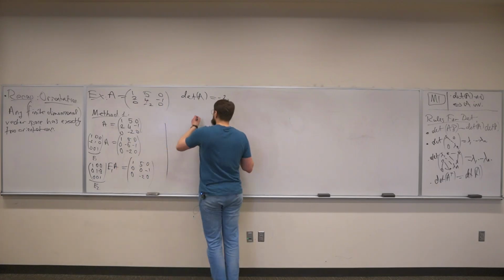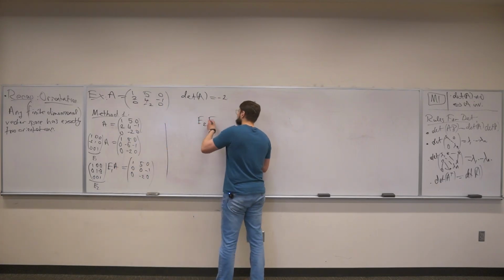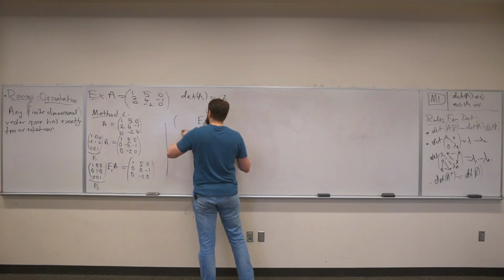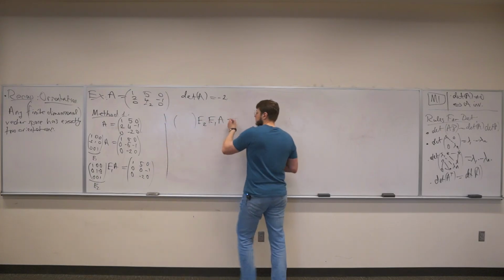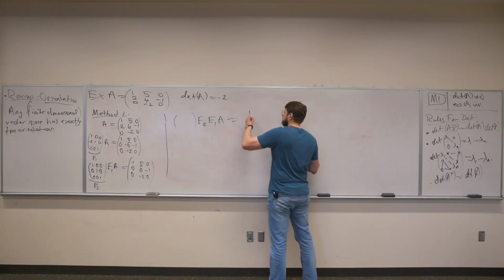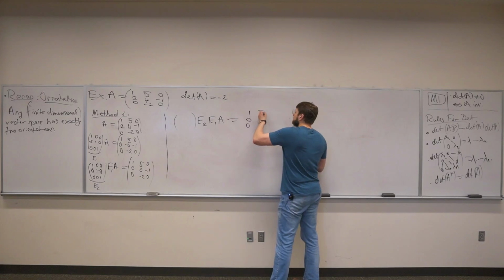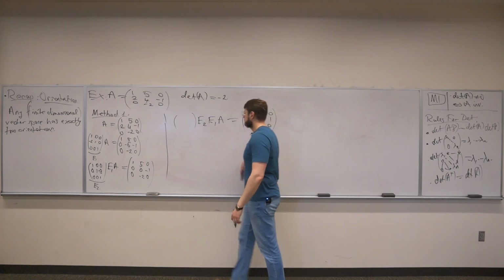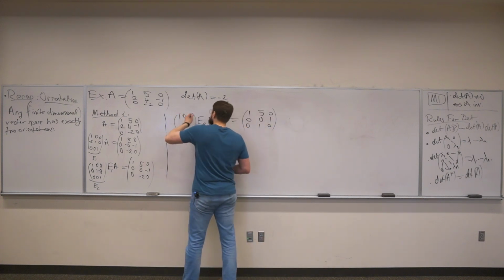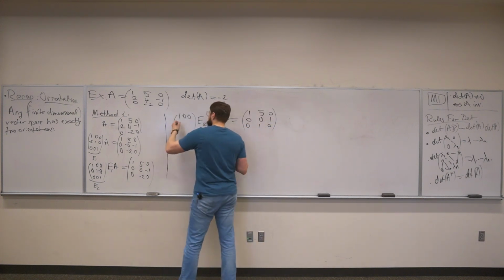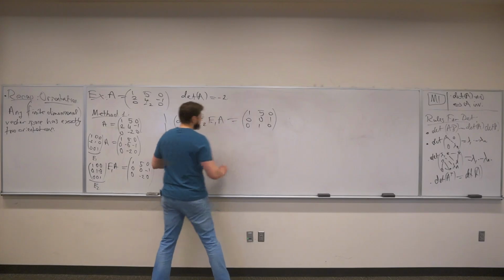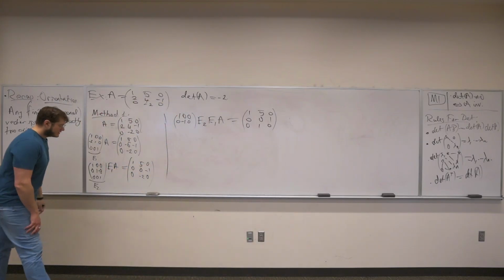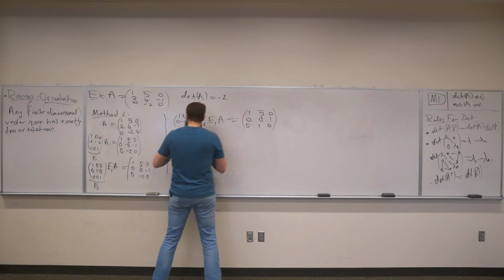So E2, E1A. Again, I'm going to have a 3 by 3 here. And then I'm going to have here 1, 0, 0, 5, 0, and then 0, 1 I want, and then 1, 0 I want here. Okay. Didn't do anything with the first row, so this is 1, 0, 0. Scale the second row by -1, so this is 0, -1, 0. And then the third row I scale by -1/2.